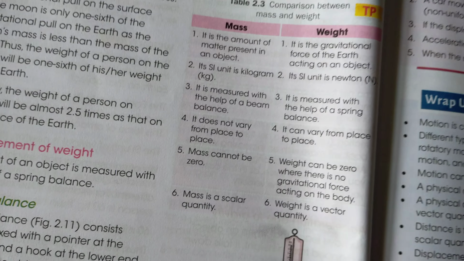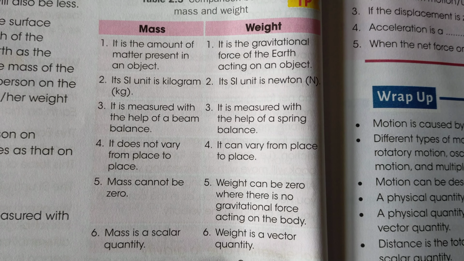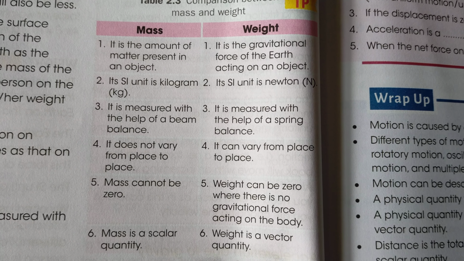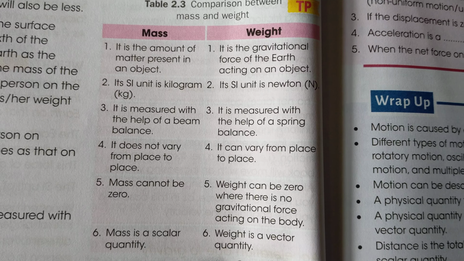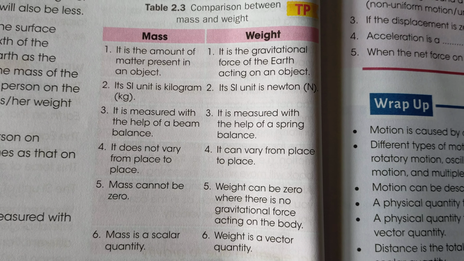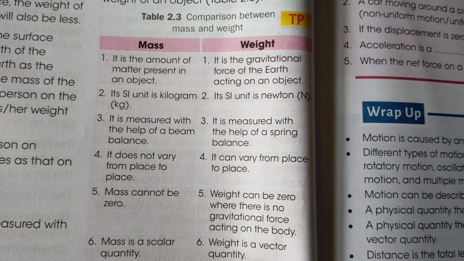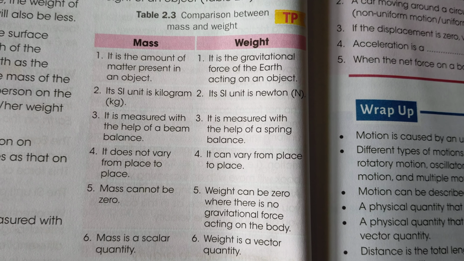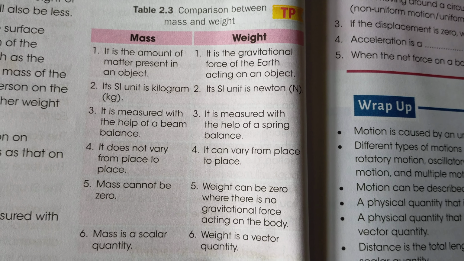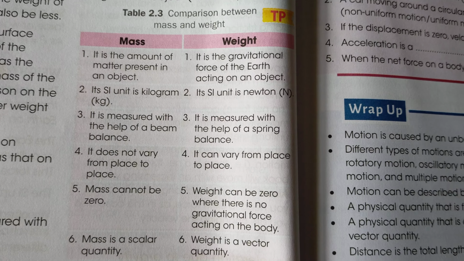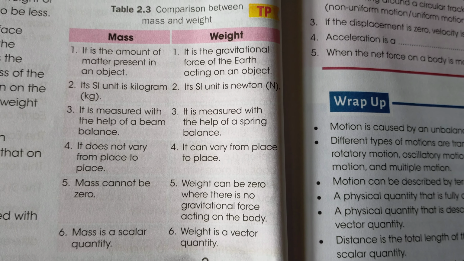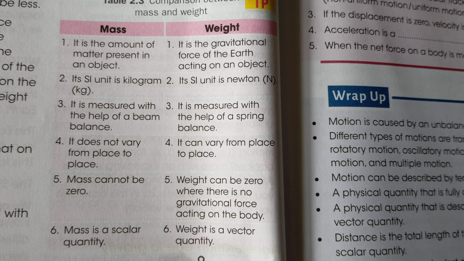So here you will see the difference between mass and weight. Mass is the amount of matter present in an object, whereas weight is the gravitational force of the earth acting on an object. The SI unit of mass is kilogram, that is kg, but the SI unit of weight is Newton. These are the differences which you need to write in your exercise book.